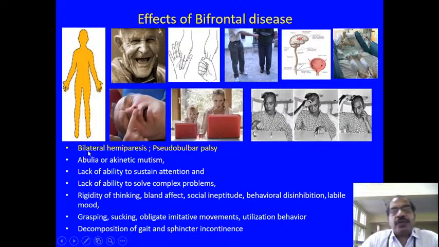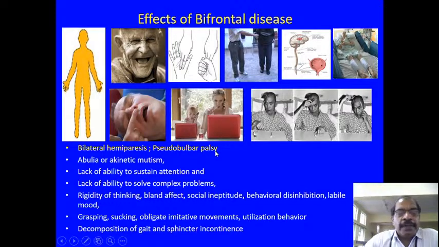In case the patient has got involvement of both the frontal lobes, then what happens? So obviously there will be motor cortex involvement on both the sides, so patient will have bilateral hemiparesis. So there will be bilateral hemiplegia, and because of that patient may have pseudo-bulbar palsy. So there will be inappropriate laughter or crying in these patients without the effort by the patient. Suddenly the patient may start laughing, suddenly the patient may start crying. This is called pseudo-bulbar palsy.